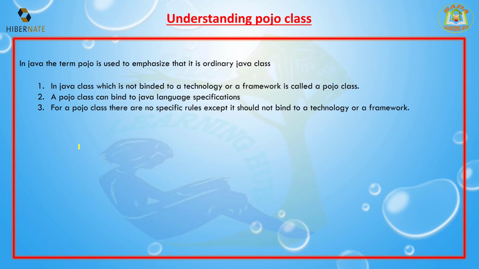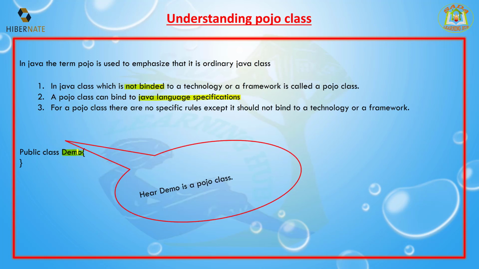And coming to the next example, I'm creating a class called Demo. Now, my Demo class is a POJO class. Why? Because it is not binding to any other framework or technology, and it is following the Java specifications. That's why my Demo class is a POJO class.